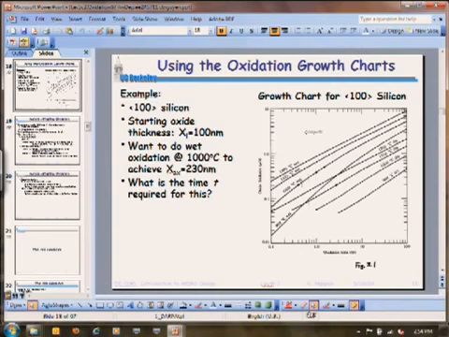So what's happening? We're starting with 100 nanometers of oxide. And so I have to look for 100 nanometers here. This is in microns, so that's the 0.1 mark right there. So at 0.1 is my 100 nanometers. So I'm going to draw a line across here.